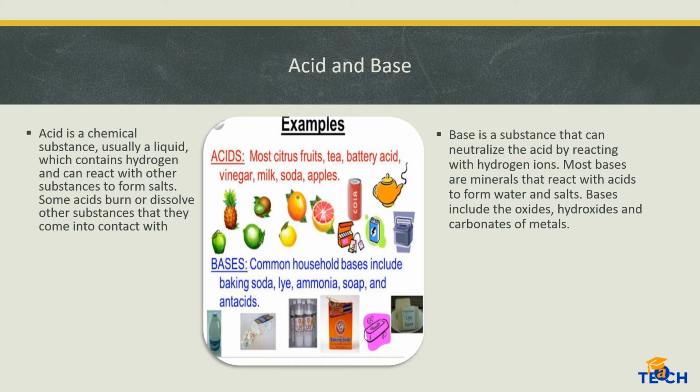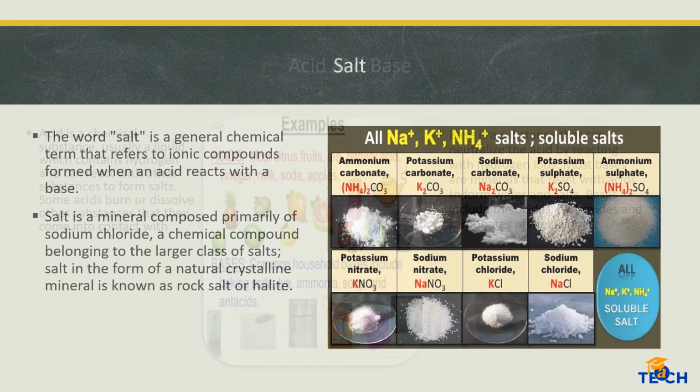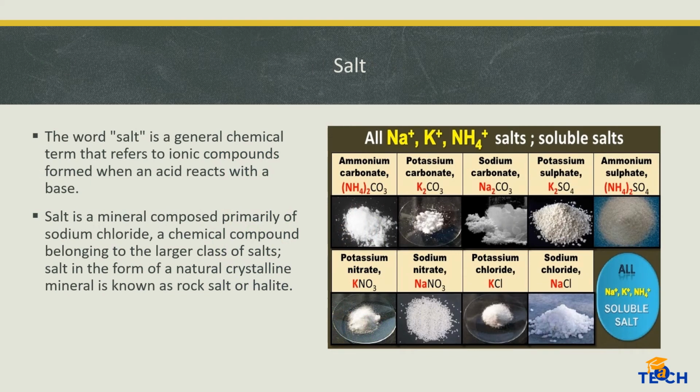A base is a substance that can neutralize an acid by reacting with hydrogen ions. Most bases are minerals that react with acids to form water and salts. Bases include the oxides, hydroxides and carbonates of metals. The word salt is a general chemical term that refers to ionic compounds formed when an acid reacts with a base.